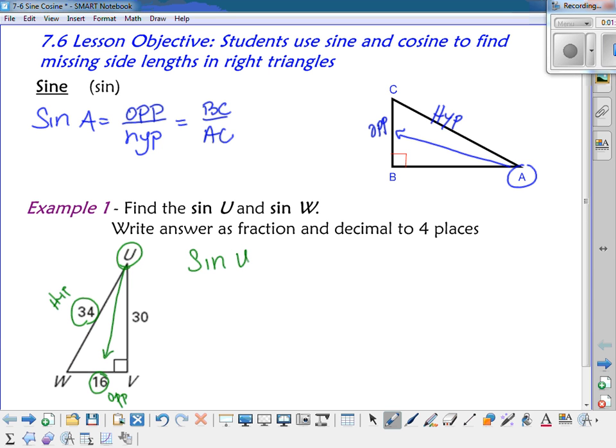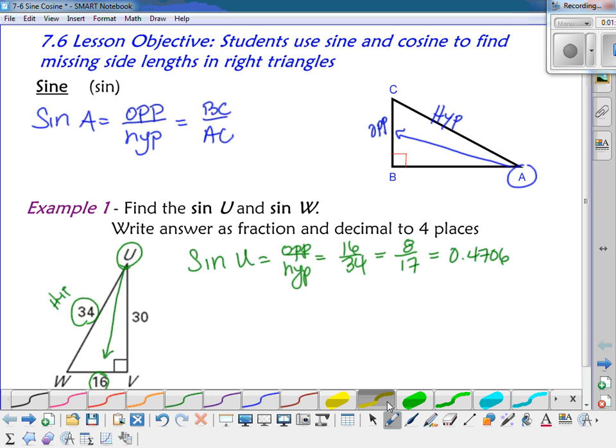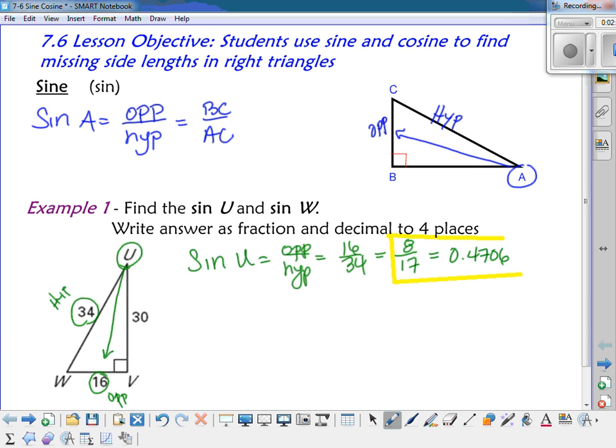So the sine of U is just opposite over hypotenuse, which in this case is 16 over 34. Those are both divisible by 2, so we get 8 over 17 for the reduced fraction. As a decimal, it would be 0.4706. At this point, you're not using the sine ratio to find a side, you're just finding the sine ratio, so you're not using the sine button on your calculator. It's just a division problem, 8 divided by 17.